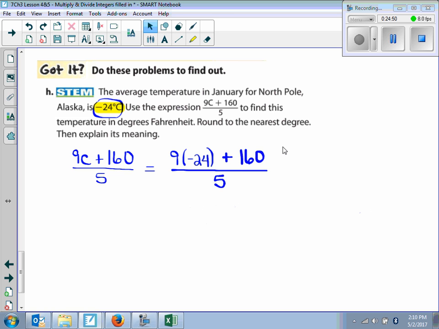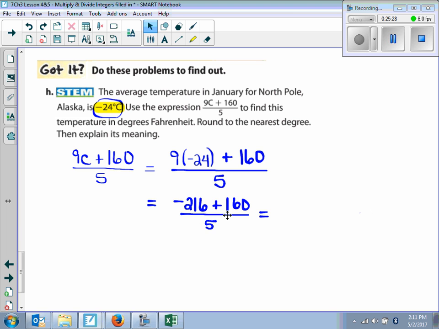So according to our GEMDAS, our order of operations, we're going to do the multiplication. Well, actually, we're going to do our grouping symbols first, right? So the grouping symbol here is this fraction bar. So that means we have to simplify the stuff in the numerator first. And in the numerator, what are we going to do first? 9 times negative 24. Very good. We're going to multiply first. So 9 times negative 24 is negative 216. And then we bring everything else down. So plus 160 divided by 5.